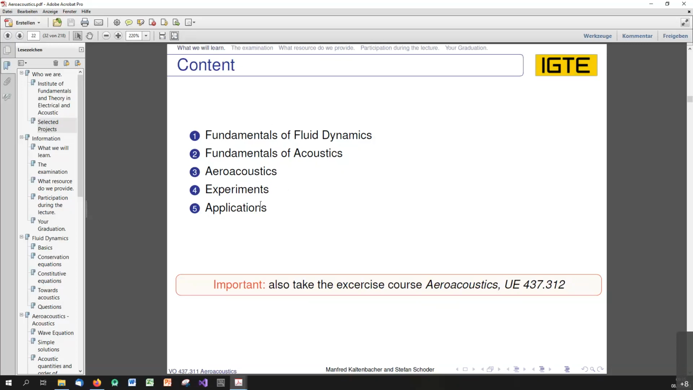And then we discuss some applications, but most of the applications are discussed in the exercise course of aeroacoustics. I think mostly all of you are in the exercises. Is this true? So a lot of head shaking. I guess that was agreement.